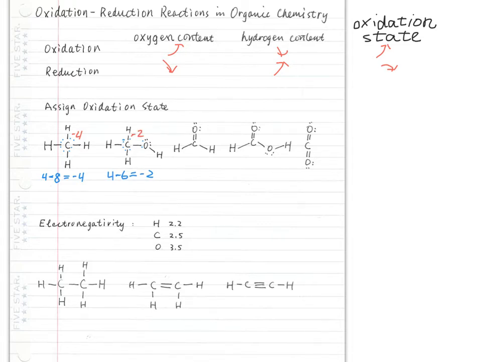And when carbon and oxygen form a double bond, all the 4 electrons are assigned to the more electronegative oxygen. Therefore, in the case of formaldehyde, the oxidation state of carbon equals 0.